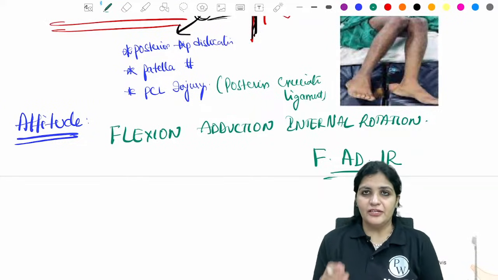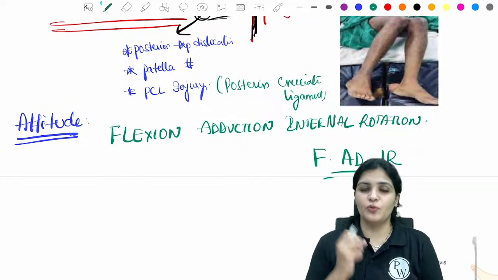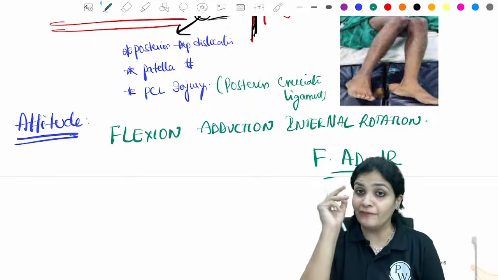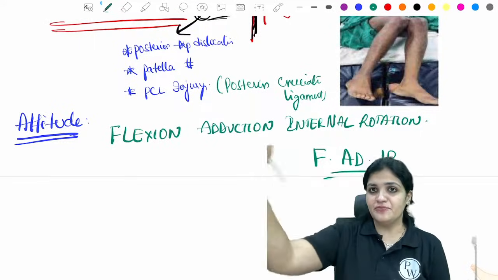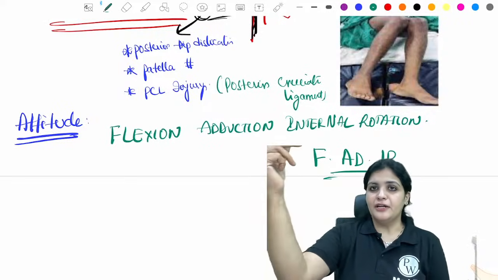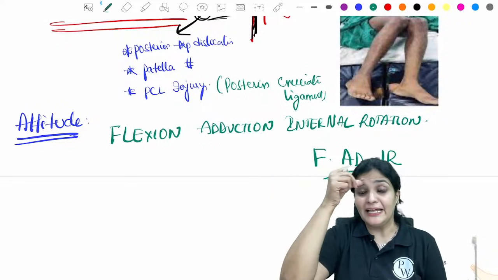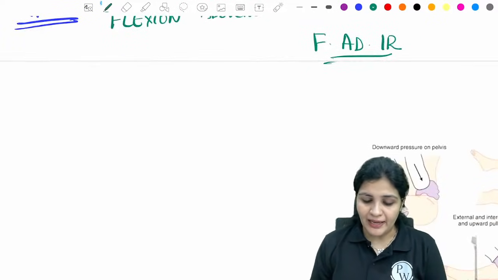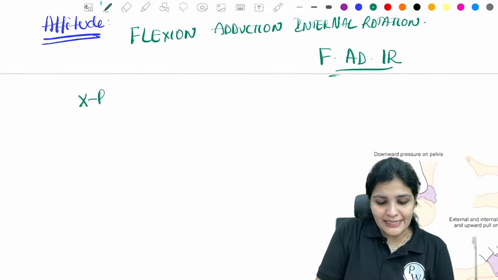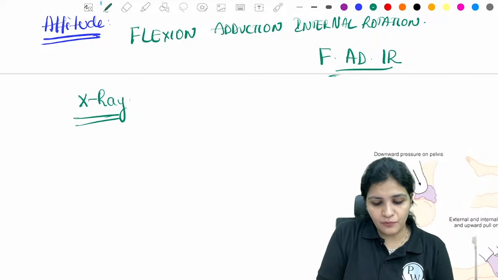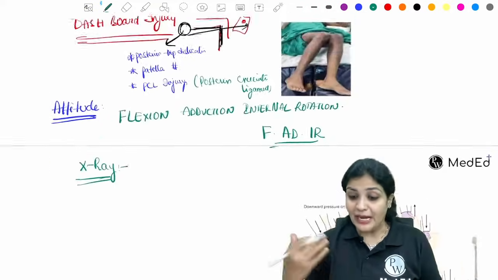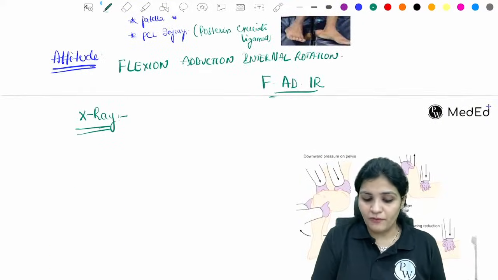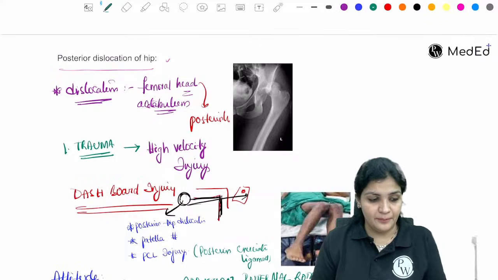So attitude of the limb is very, very important. Once you see the limb, you can diagnose that this could be a posterior hip dislocation even without seeing the x-ray. As the patient's stretcher enters the casualty itself, you can tell that this could be this injury just basing on this attitude. Okay, and then you order the x-ray, right? You immediately order the x-ray, and you have to look for other injuries, because I've told you it is a high velocity injury. So you have to always look for other injuries as well.